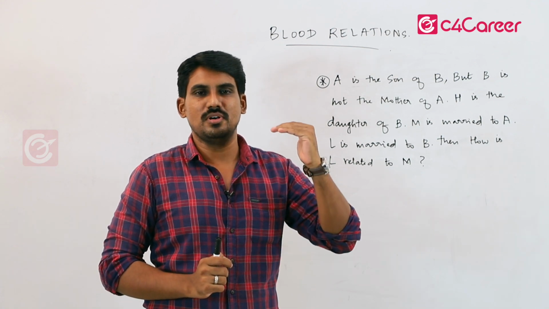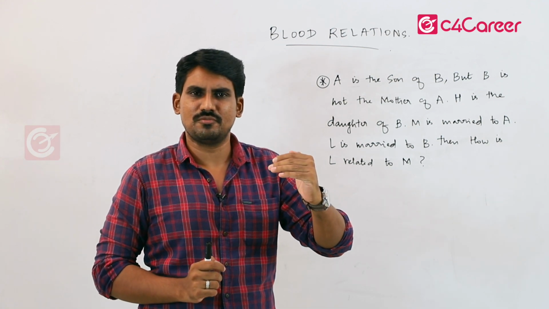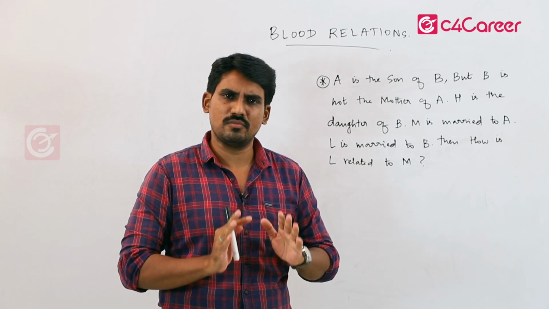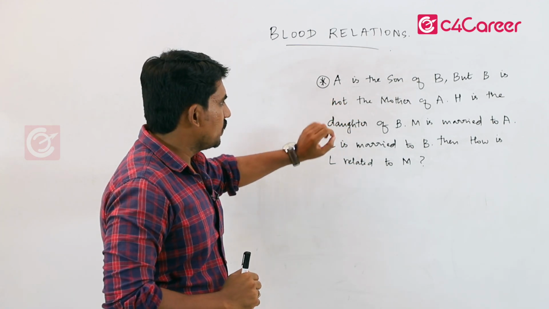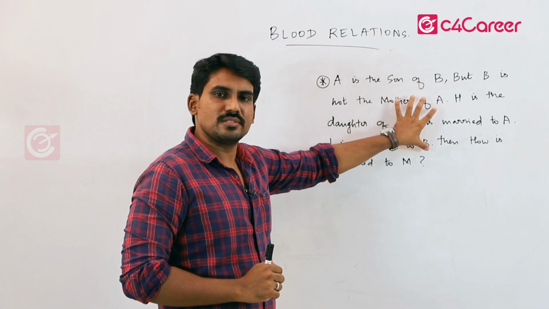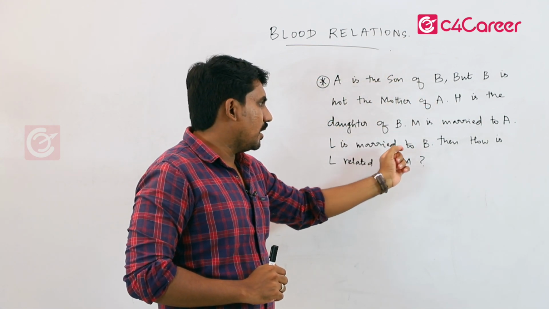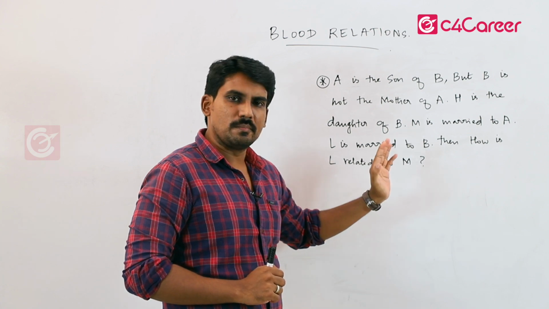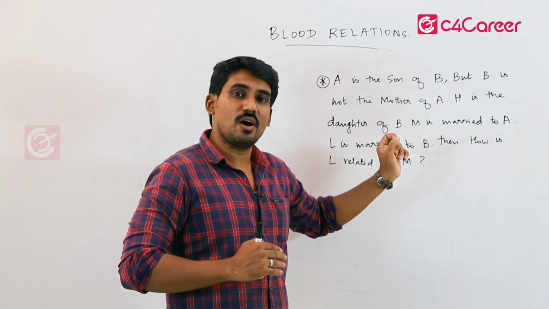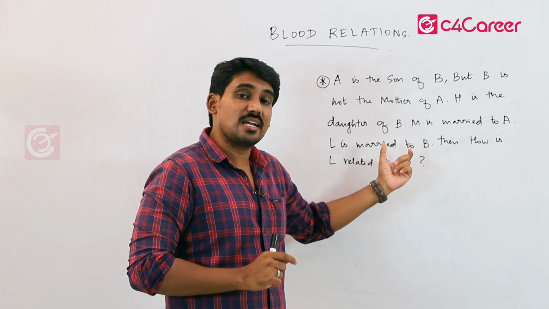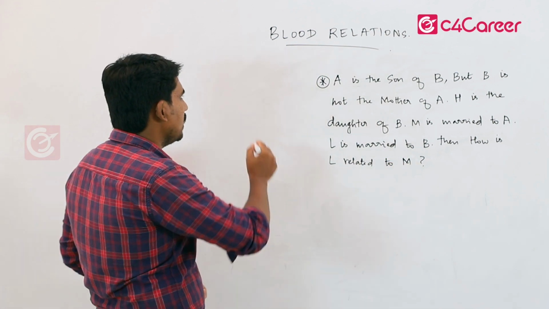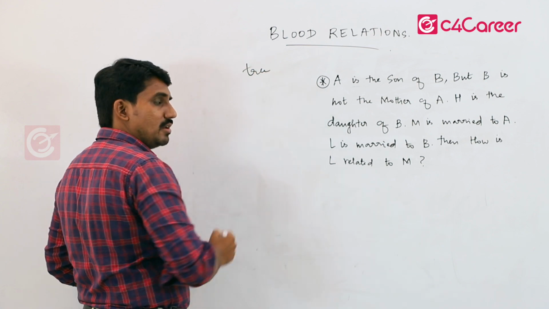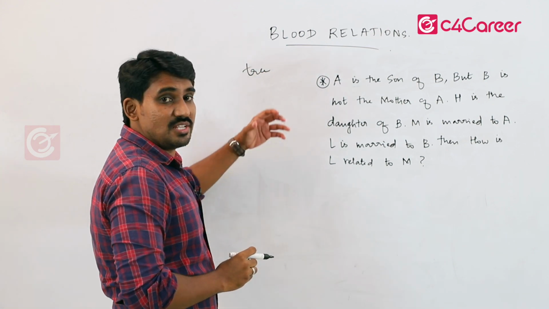And you all know father's father is grandfather, mother's father is grandfather. Those are the things we all know, right? Now, how to approach a question, that is important. A complete sentence is given, and they are asking how is L related to M. For a blood relation question, how can we approach? Convert the given sentence into a family tree or family chart.